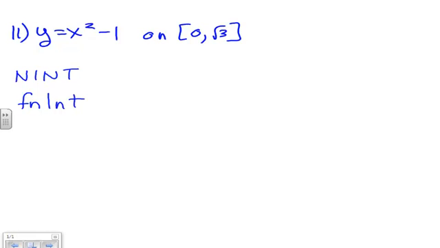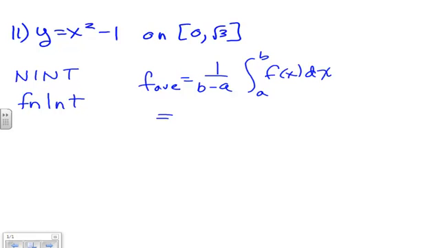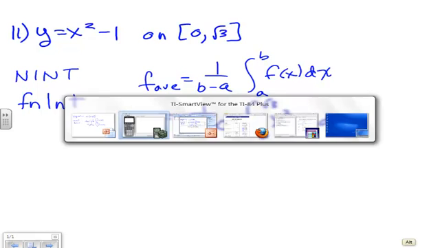All right? So in this particular problem, we know that the average of the function is equal to 1 over b minus a times the integral from a to b of f of x dx, or in this particular problem, 1 over root 3 minus 0 times the integral from 0 to root 3 of x squared minus 1. Please know that officially you don't know how to do this problem yet, except by using the calculator. But let's go ahead and use the calculator for this.